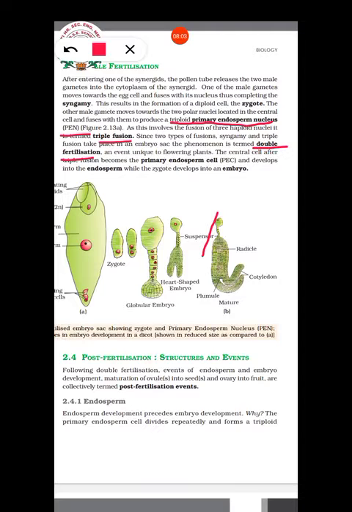Okay, and the central cell after this triple fusion becomes what? Primary endosperm nucleus, and develops into the endosperm, and the zygote develops into embryo. So what is the function of endosperm? It gives nourishment to the embryo. Is it clear?